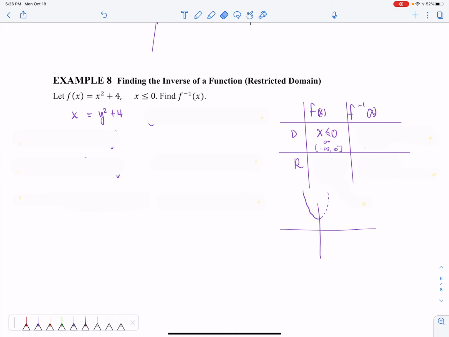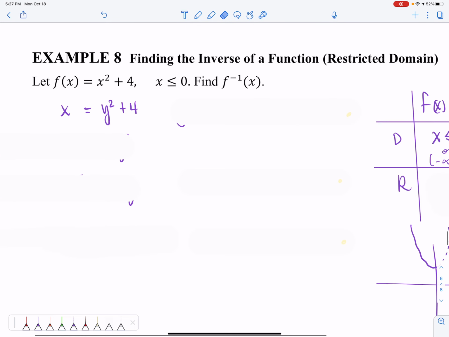And the reason the right-hand side of it is dashed is because my restriction says I'm only using x's on the left side. I'm only using x's that are less than or equal to 0. So these are the x's that I'm using. I'm not using x's that are greater than 0. So I'm only drawing half of the parabola. So we also have to have this restriction here that says y is less than or equal to 0.